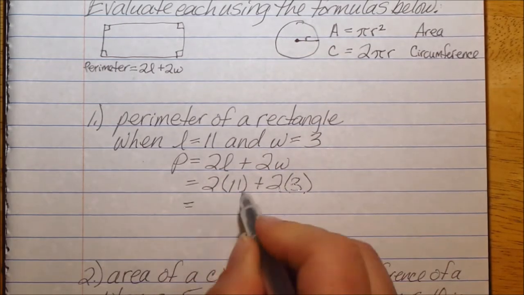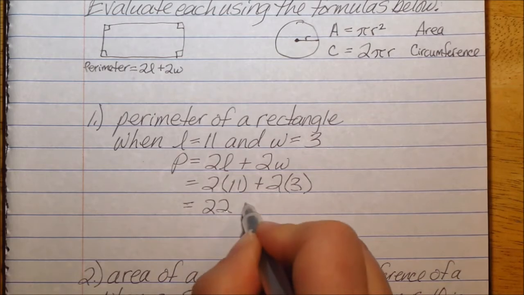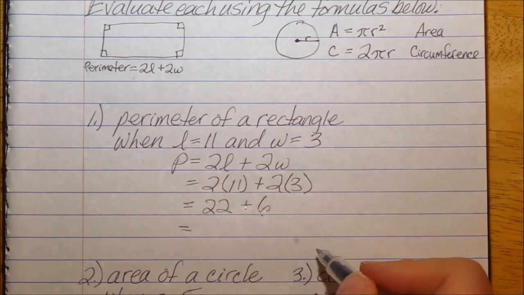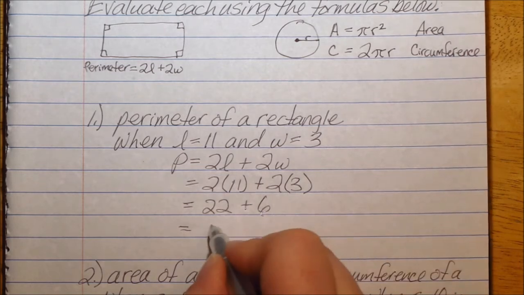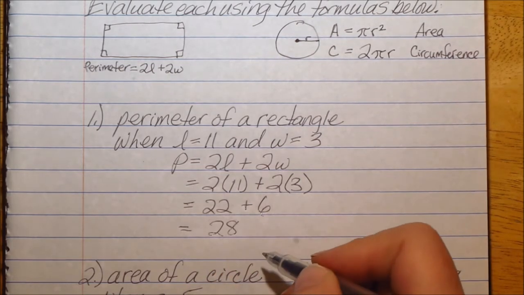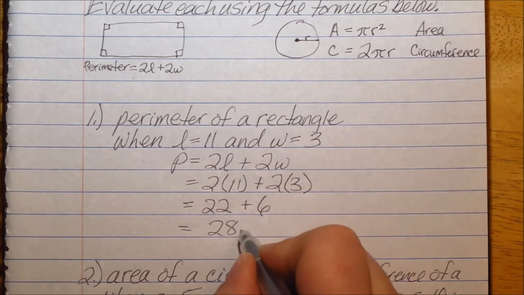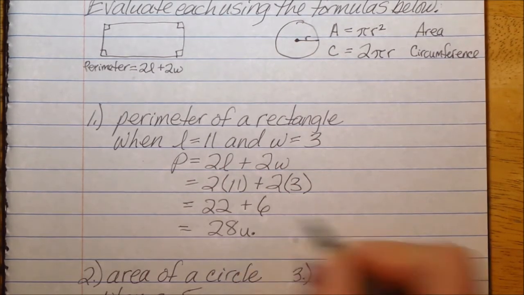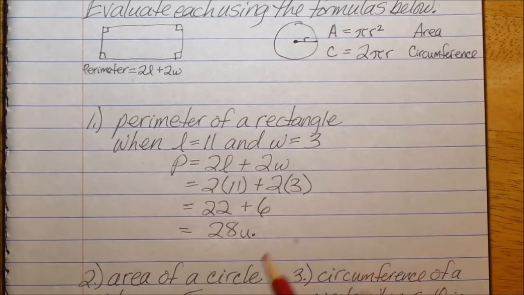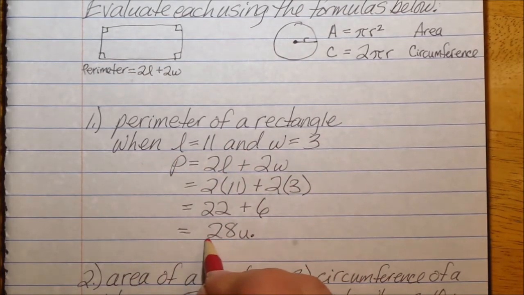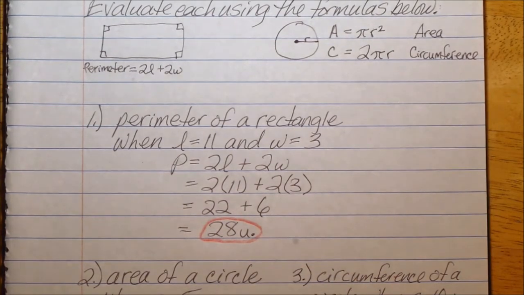Now I do the math. 2 times 11 is 22. 2 times 3 is 6. 22 plus 6 is 28. And it doesn't tell me what I'm measuring in. This is perimeter, so it's not going to be squared or cubed. So I'm just going to use units, abbreviated. So the perimeter of a rectangle with the length of 11 and a width of 3 is 28 units.